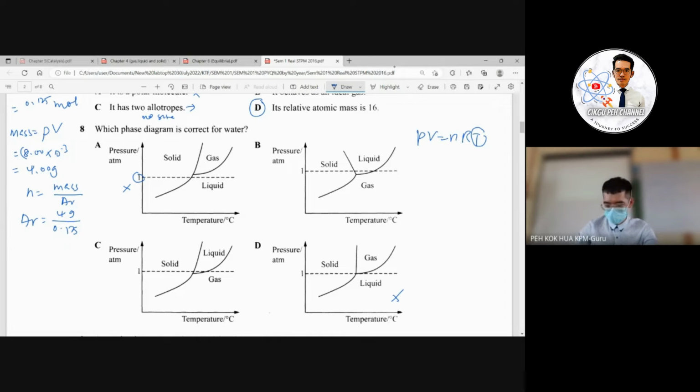And then the second, we have to observe the line between solid and liquid. So we must choose the negative slope, because water shows abnormality under cold conditions. Okay, so because of these two factors, the answer will be.